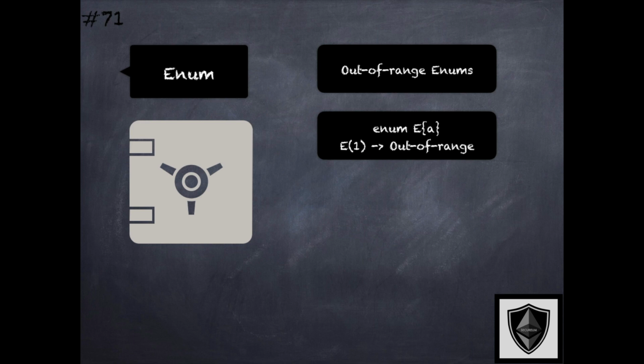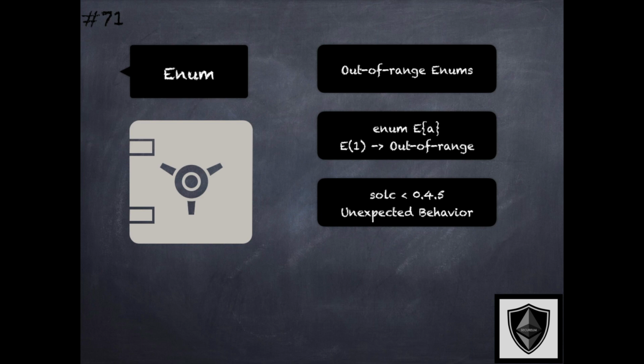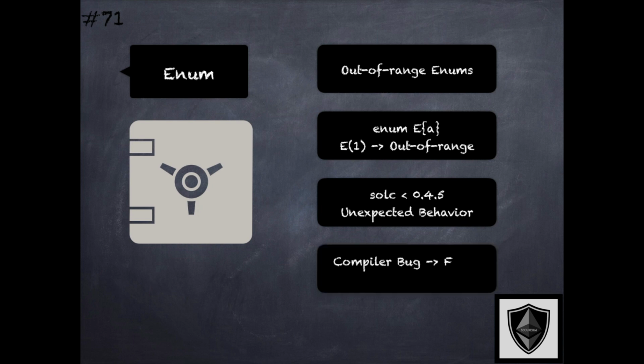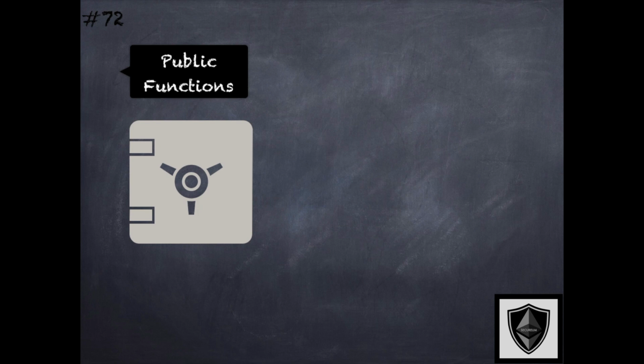And this out of range enum produced unexpected behavior in Solidity versions less than 0.4.5. This was due to a compiler bug which has since been fixed, and the best practice until the fix was applied was to check the use of enums to make sure they're not out of range.